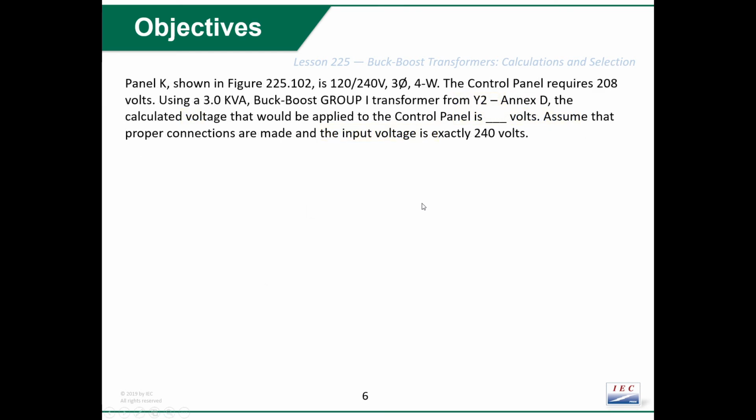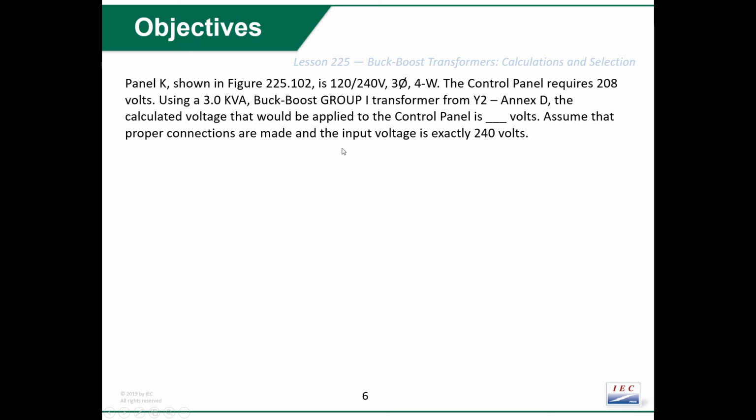So next one, let's look at another question straight from the homework again, where I'm sorry, that last one was a boost. Now this one's going to be a buck. We need to lower the voltage. So in this case, we have a panel. It's 120 by 240, 4-wire control panel, requires 208. Fairly common, I guess. Not hard to imagine. 3 kVA buck boost group 1 transformer from gear 2 NXT. Calculated voltage that will be applied to the control panel is blank volts.